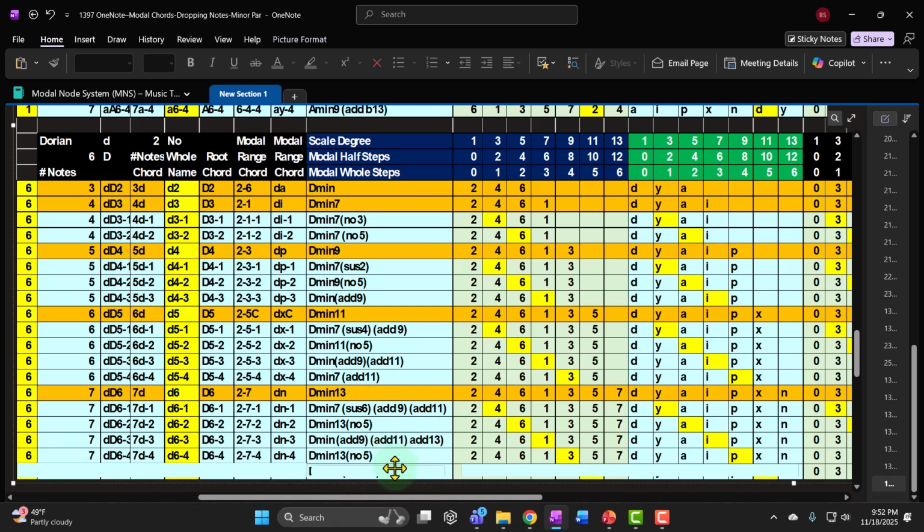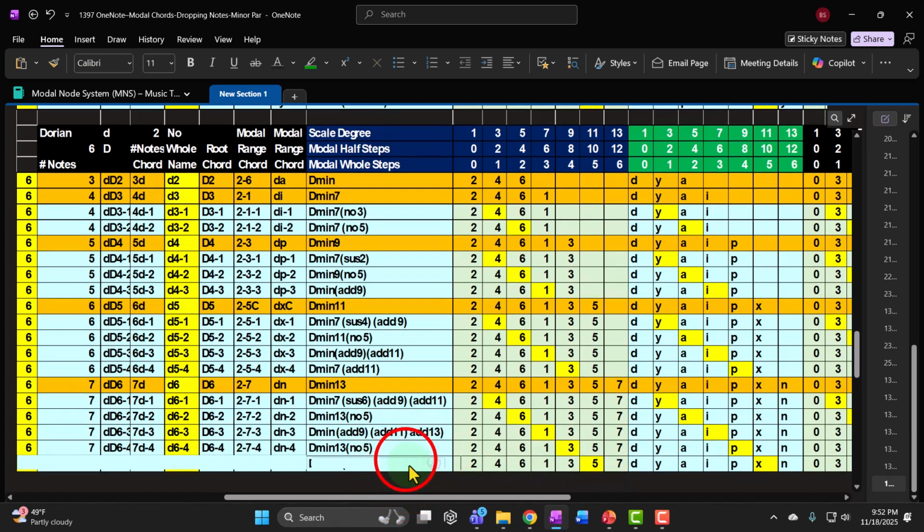Okay, so what if I drop the 9? That would be a D minor 13, no 9, fairly straightforward. I'd rather call it a 7D -4 or a D6 -4, dropping the one that's 4 modal whole steps up, which is 8 modal half steps, 9th scale degree.